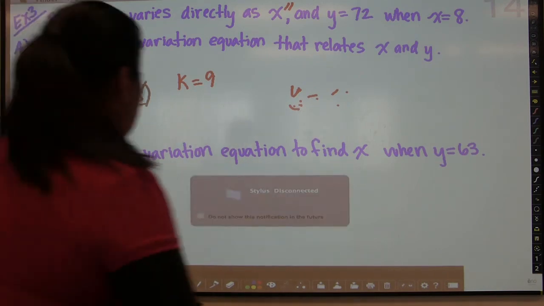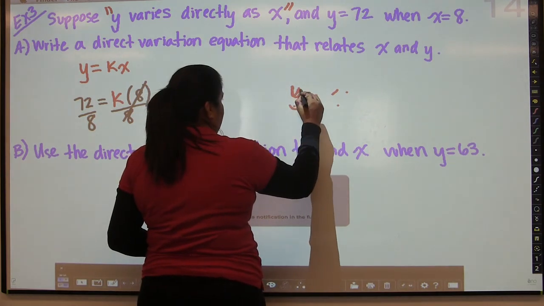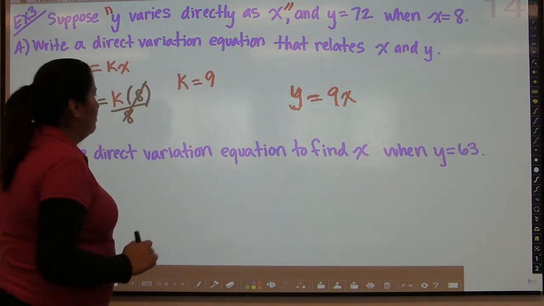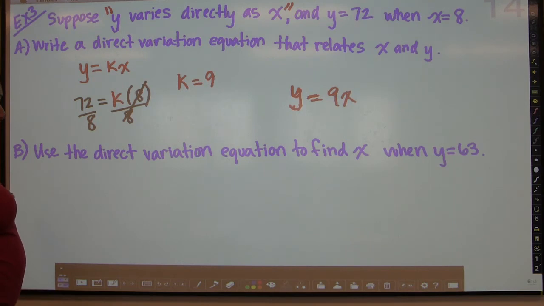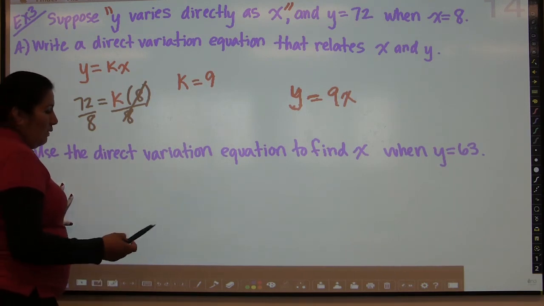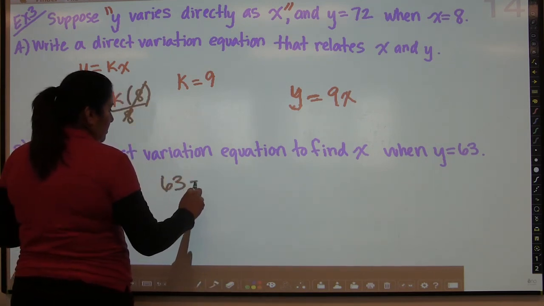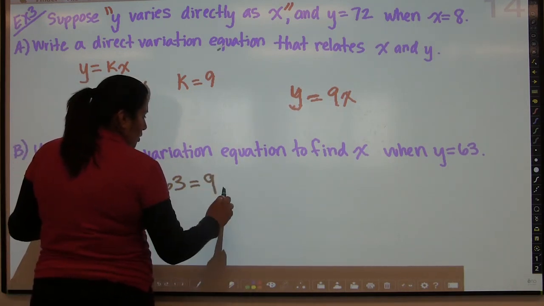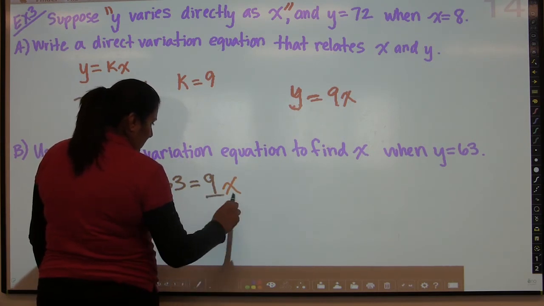Okay, that's why it's getting very spotty there, because the battery was dying. So let's see if this will be better. There we go. Y equals 9x. So that would be my direct variation equation. In part B, it says use the direct variation equation to find x when y equals 63. So in the second part, they're telling me that y is 63. So we're going to replace y with 63. We know that k is 9, and we don't know what x is. So to solve for x, we're just going to divide by 9.